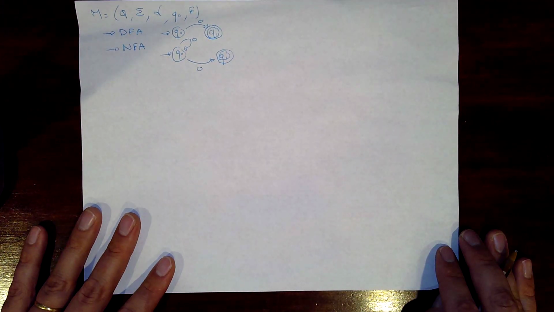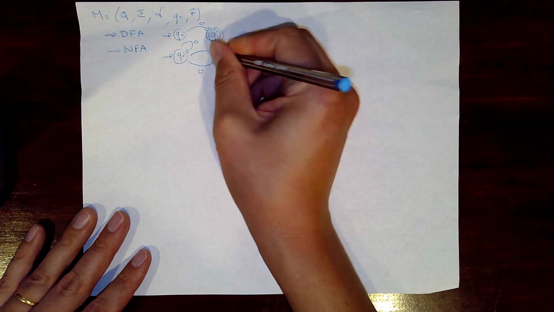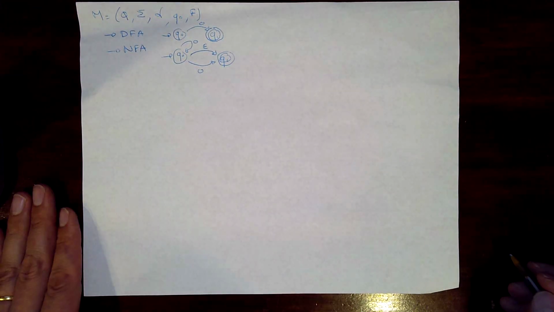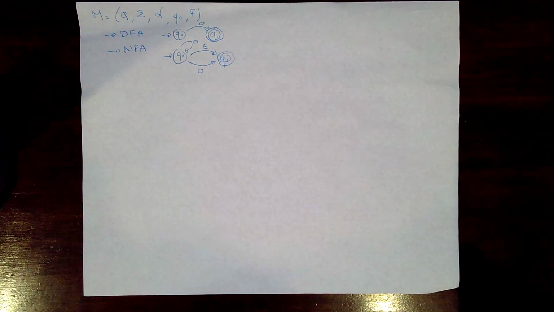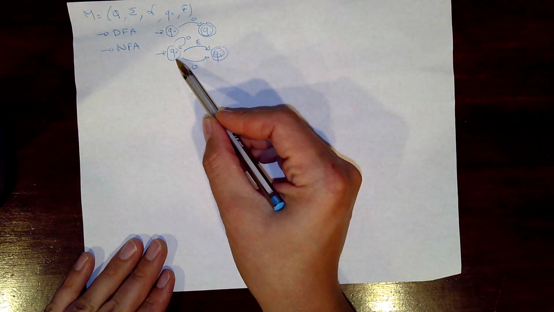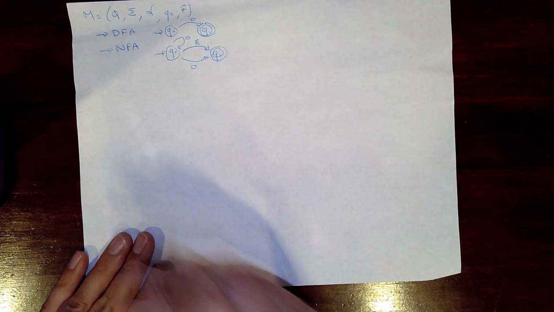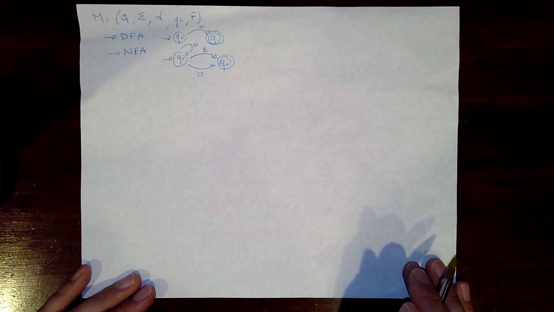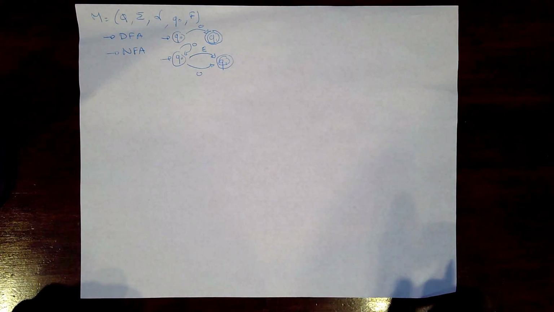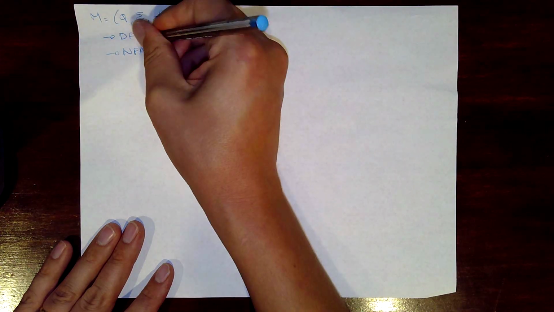With a non-deterministic automaton, you also have the possibility to accept an empty string. So basically, without any additional input, it can either stay at Q0 or go to Q1. So that's the difference between deterministic and non-deterministic. Basically, non-deterministic is a generalization.